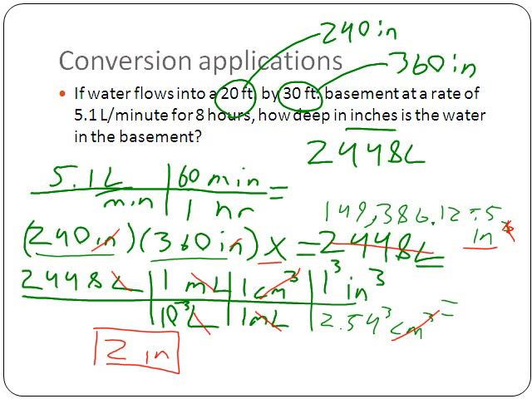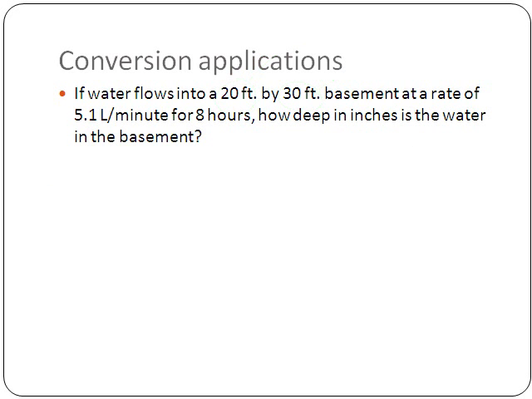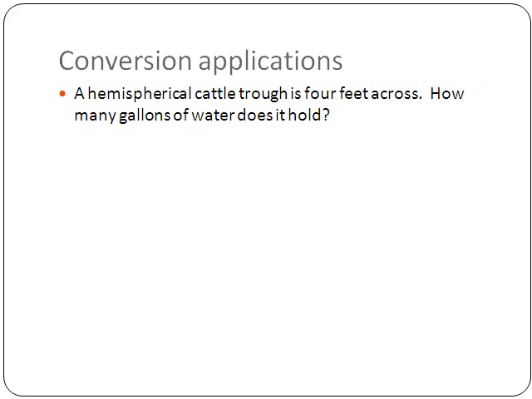So that's an example of a quick little conversion problem, or an application one. Let's look at one other application one. Suppose that we have a hemispherical cattle trough. It's 4 feet across. How many gallons of water does it hold? This seems like a fairly reasonable problem. First thing is it's hemispherical, and so that's going to mean, whoops, just a second.